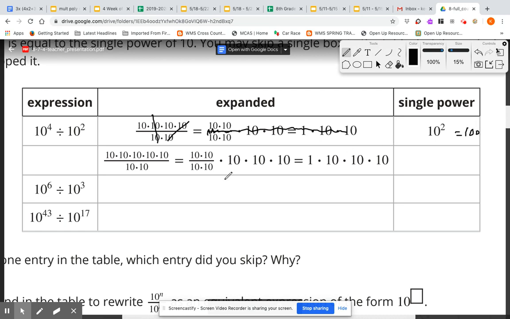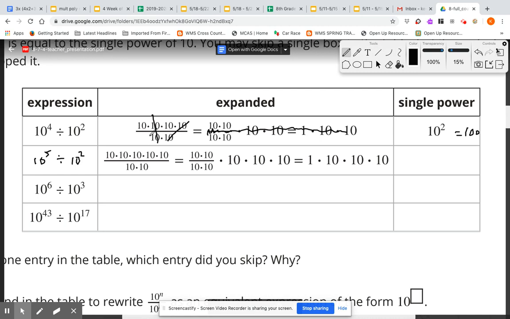We know 10 squared equals 100. All right, so for this one, let's count. We have 1, 2, 3, 4, 5 tens that are repeatedly being multiplied. I could write that as 10 to the fifth. And now I'd like to divide it by 10 times 10, which is 10 squared. So that's the expression we're starting with.